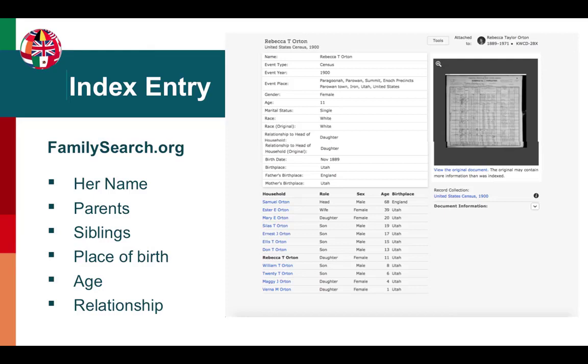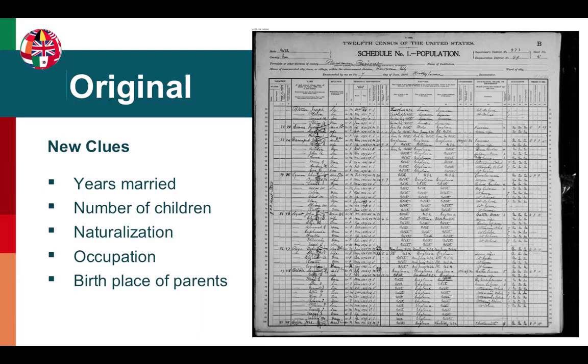However, if we click on View the Original Document and we take a look at the original 1900 census, her family is down here at the bottom. And I know you can't see it, it's really small, but it gives us a lot more information than that index entry did. And here are some of the new clues that we learned. There is a column for years married. So if we're looking for the marriage record of her parents, now we have a time period in which to look. There's a column next to that for the number of children that have been born to this couple, and next to that is the number of children who are alive.